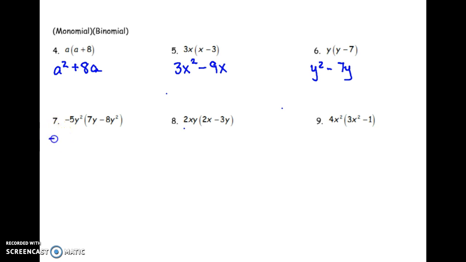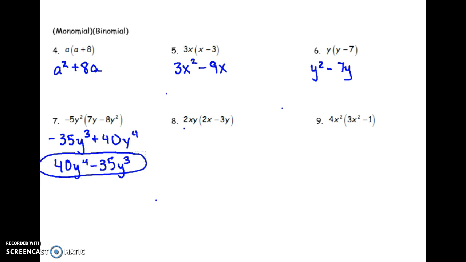Okay, so this one would get negative 35. My y would be to the third power. And then I would have a negative 5 times a negative 8 is a positive 40, and I would get y to the fourth power. All right, so because I like to have my exponents starting high and going low, I'm actually going to rewrite this one as 40y to the fourth minus 35y to the third. Okay, the highest exponent, then going down.